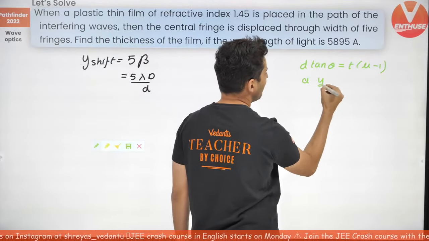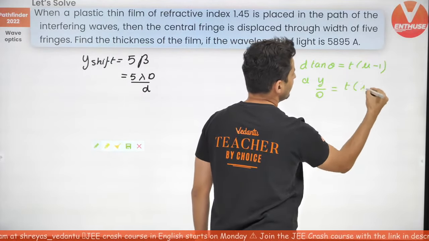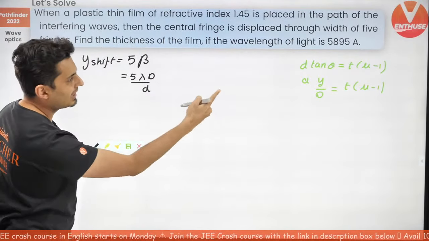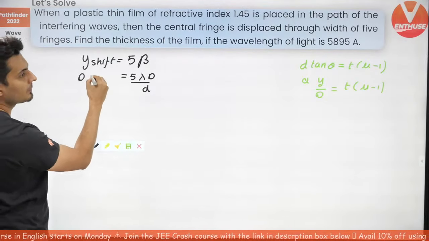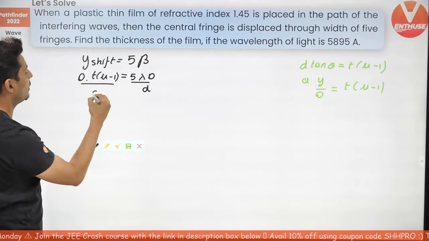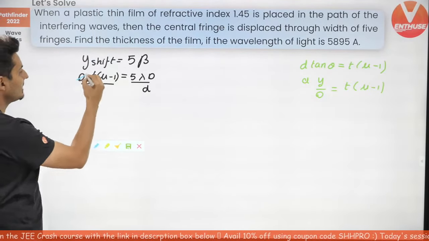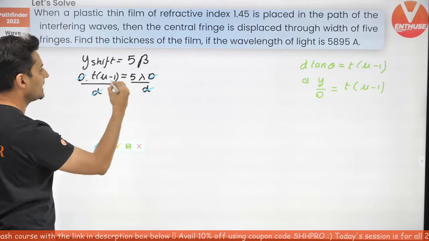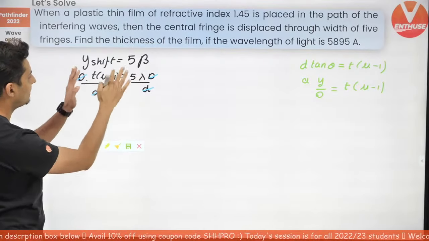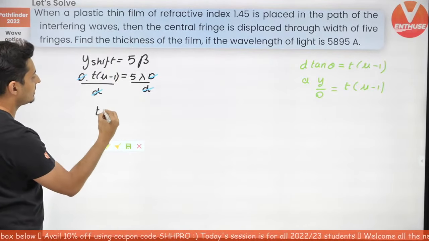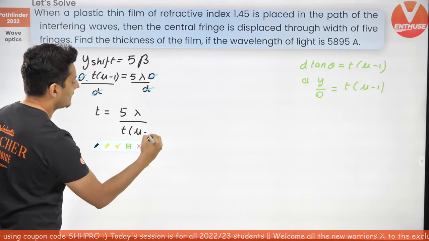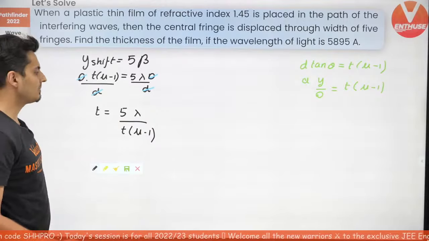So d into y by D is equal to t into mu minus 1. From this you can get the value of y. So the value of y is capital D into t into mu minus 1 divided by small d. Now can you see capital D, small d get cancelled. So the only things remaining are small t, that lambda and that mu. So I can solve this. So t will be equal to 5 times lambda divided by mu minus 1. Fair enough? Now just substitute the values.